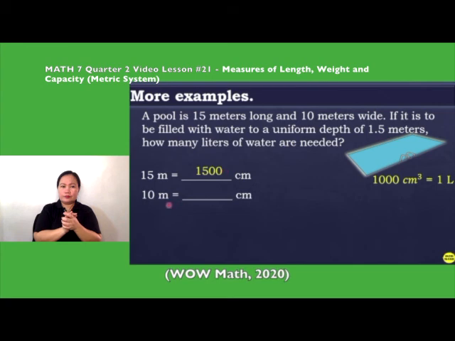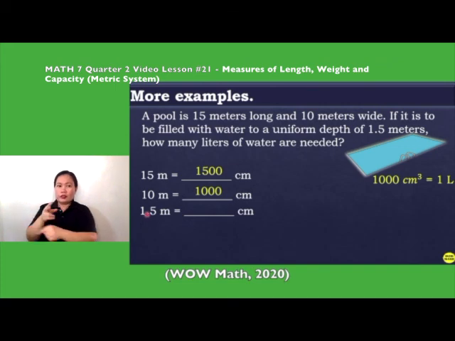Okay, next. So, I have 10 meters. Ito yon, yung wide niya. So, how many centimeters? Okay, so 2 moves ulit. That is 1,000. So, 1, 2. And then for 1.5 meters, ito yung lalim. How many centimeters? 2 moves ulit. So, ito yung decimal point mo. 1, 2. So, merong isang bakante. So, that is 150 centimeters. So, from here, 1, 2. So, 150 centimeters po.